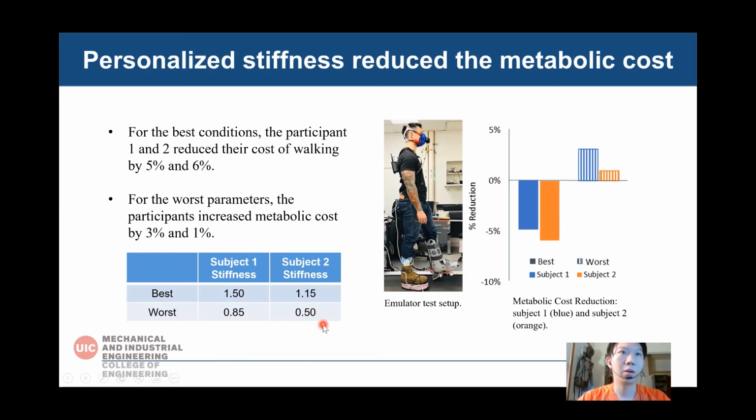On the right side, the left figure is the experiment setup, and the right one is the metabolic cost reduction for subject 1, the blue bar, and subject 2, the orange bar. For the best condition, subject 1 and subject 2 can reduce their cost of walking by 5% and 6% on average compared to the control condition. And the worst parameters for subject 1 and subject 2 increase the metabolic cost by 3% and 1% respectively.